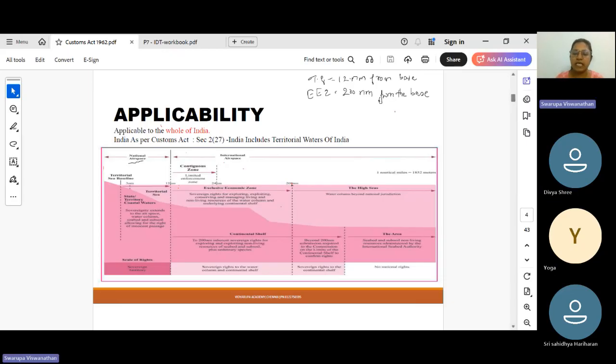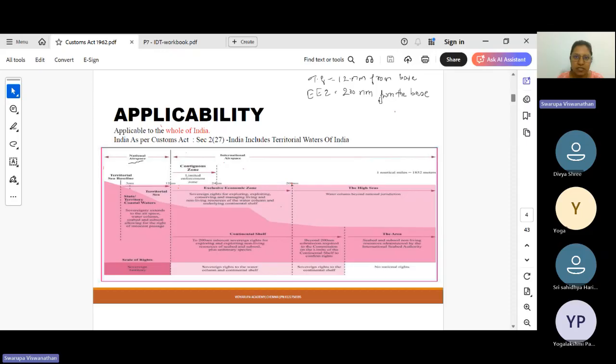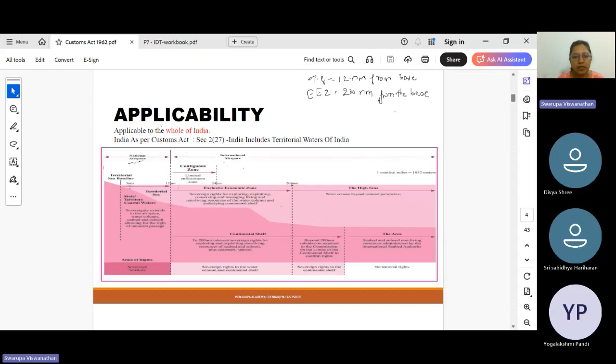So today we will see the Customs Act. The marks allotted is about 9 to 10 marks. In that, one question will be a 7-mark question, and then you might get around 2 MCQs.